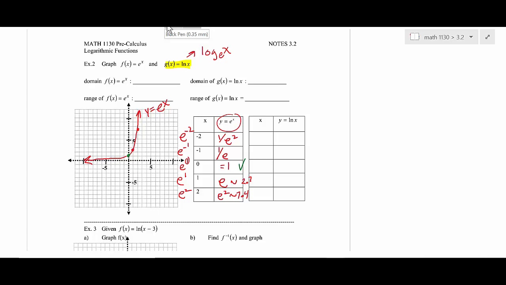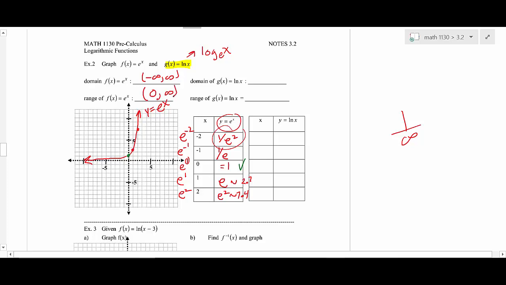It has to be, because you never hit the x-axis. You'll never do that, because what you're going to end up with is 1 over a bigger and bigger and bigger number, and that's always going to go to 0. So the domain is all real numbers, and the range is going to be 0 to infinity. Okay, that takes care of that first graph.